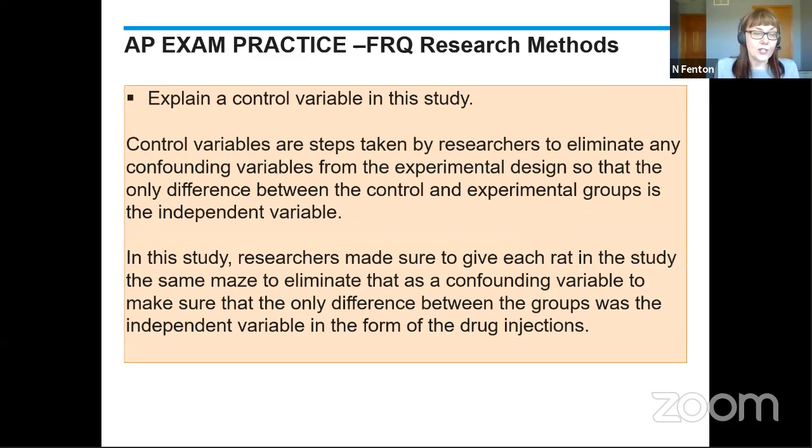The next one was a control variable. So this is about the steps that researchers take to get rid of confounding variables. And one way they control, of course, is random assignment. But the way they got rid of confounding variables here is all three groups of rats would have had the same maze, because you wouldn't want the reason that group 1 or 2 ran faster or slower to be because of the difficulty of their specific maze. So researchers would give them all the same maze.